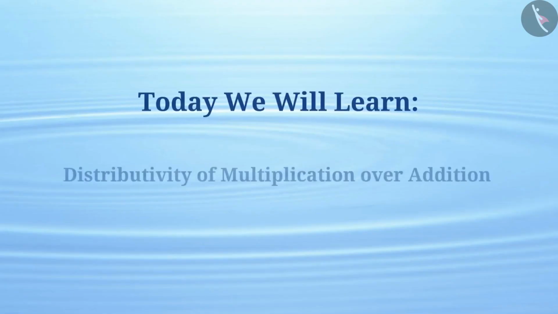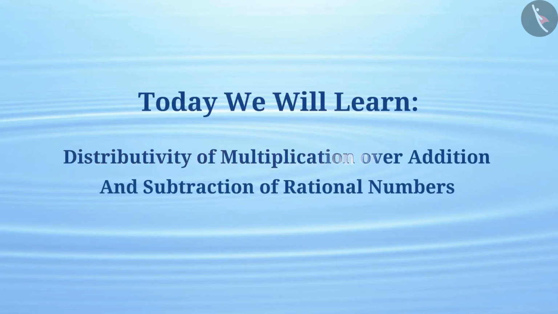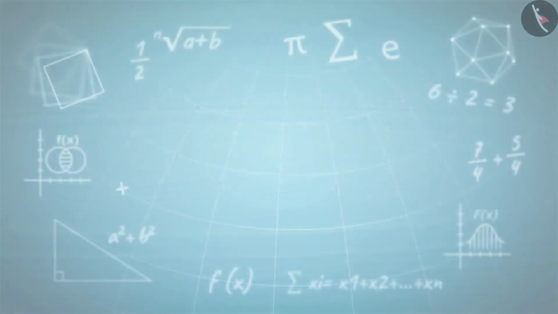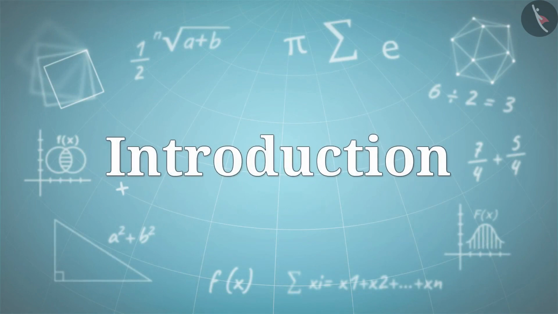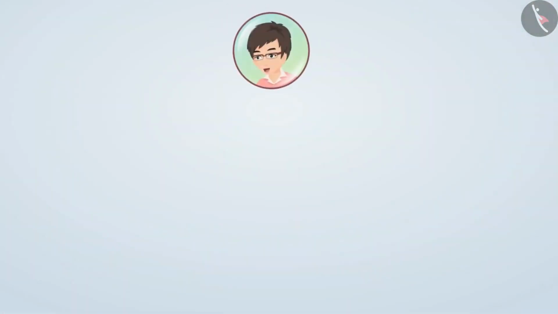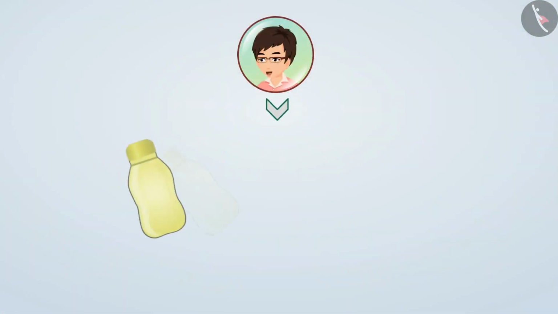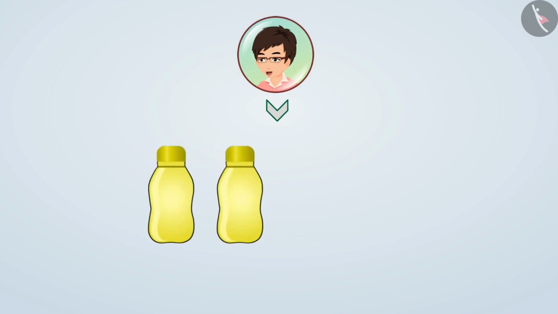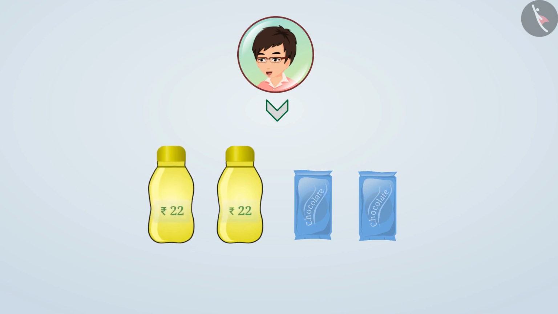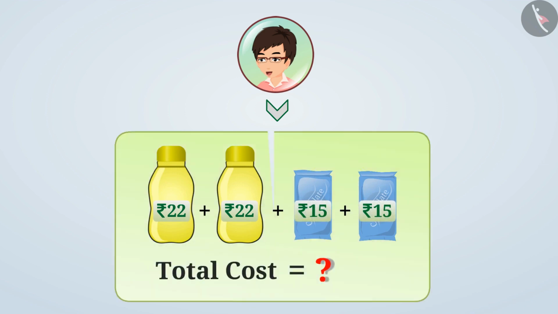Today we will learn distributivity of multiplication over addition and subtraction of rational numbers. Just think, Nishant buys 2 identical bottles of juice and 2 identical chocolates from a shop. If a juice bottle costs 22 rupees and chocolate costs 15 rupees, what will be the total value of all the items? Think.